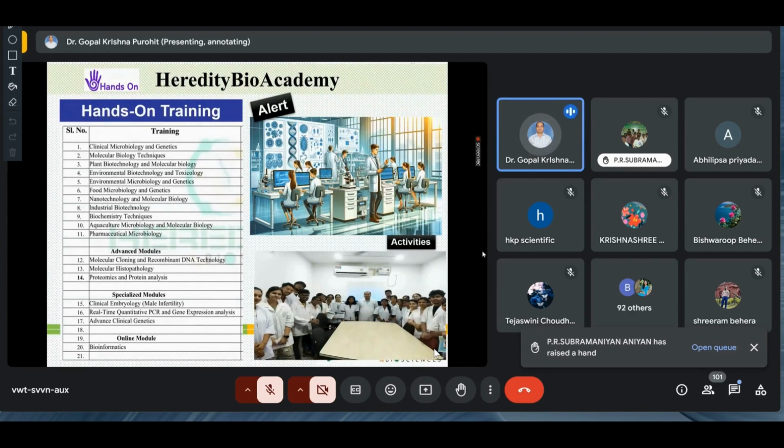That is included in the training: clinical microbiology, molecular biology, plant biotechnology, environmental biotechnology, food microbiology, aquaculture microbiology, pharmaceutical microbiology, and some advanced modules such as recombinant DNA technology, molecular cloning, molecular histopathology, proteomics and protein analysis. Some specialized modules have wide applications in the laboratory, like clinical embryology, real-time PCR, qPCR analysis for gene expression analysis, advanced clinical genetics, and online modules of bioinformatics also.